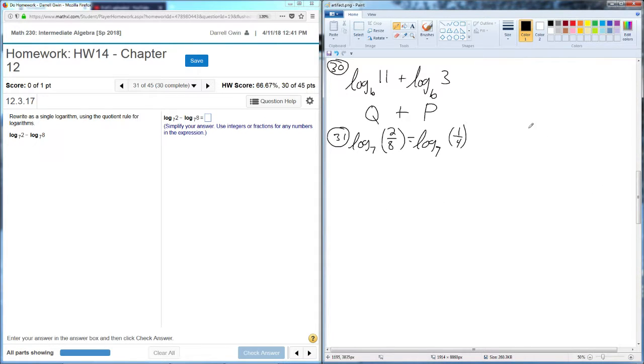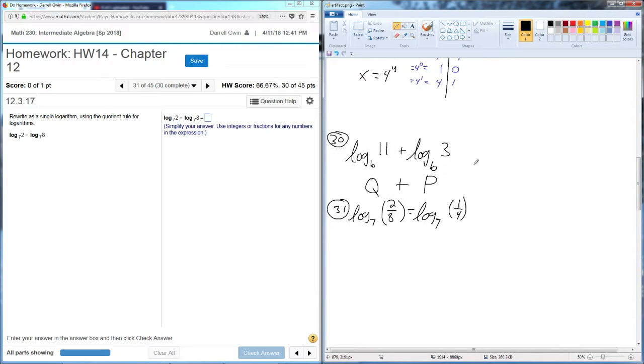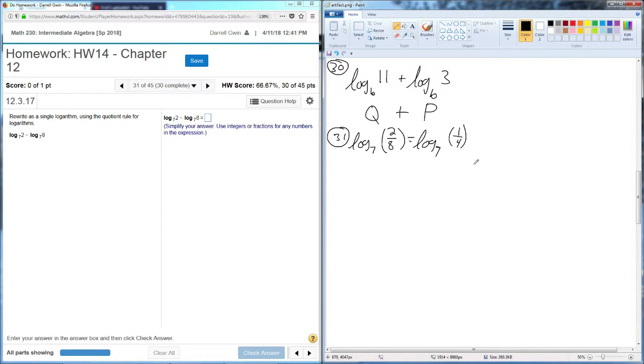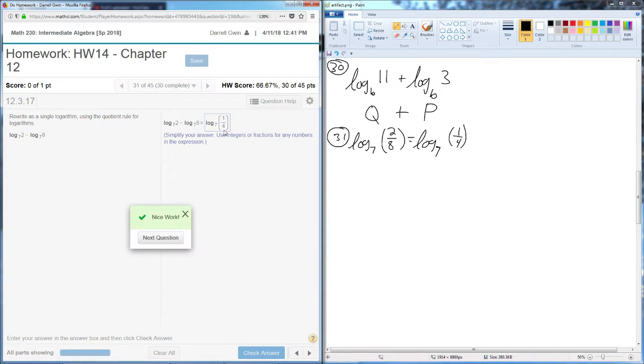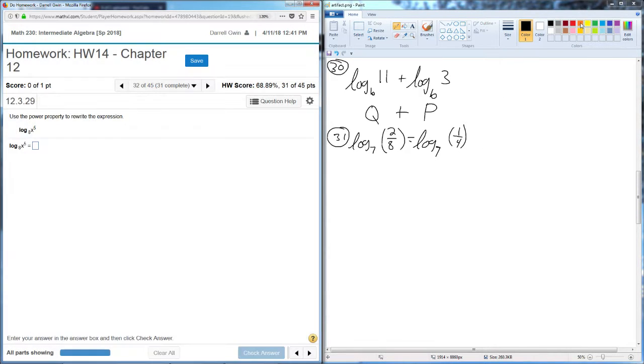Oops. Oh man. What happened? That's kind of annoying. Touch the pad. Log, shift underscore, base 7, right arrow, parentheses, 1/4, right arrow, close parentheses. There it is. Alright.